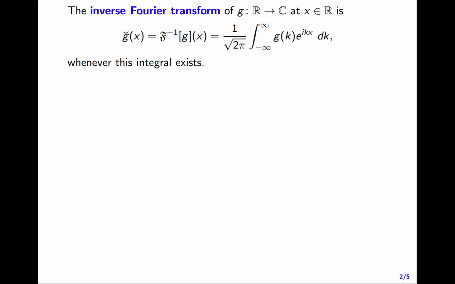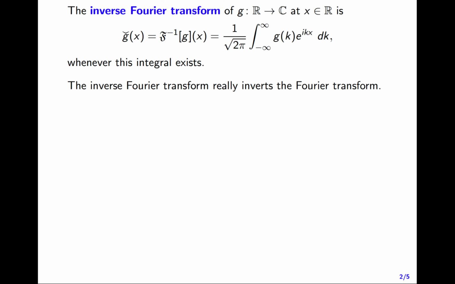Let's pull back a little and give something a new name. The inverse Fourier transform of a function g from the reals into the complex plane at a point x in the reals is g check of x, or F inverse of g at x, which we'll define to be 1 over root 2 pi times the ordinary improper integral from minus infinity to infinity of g of k e to the ikx dk, whenever this integral exists. So in the previous slide, I had an integral that looked like this, except it was the principal value integral. Now I'm saying that the inverse Fourier transform is the pure improper integral, no principal values, assuming the improper integral converges.